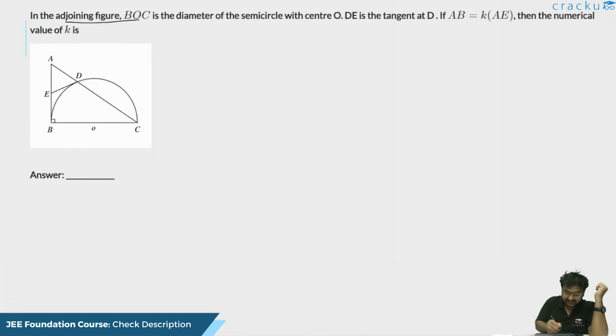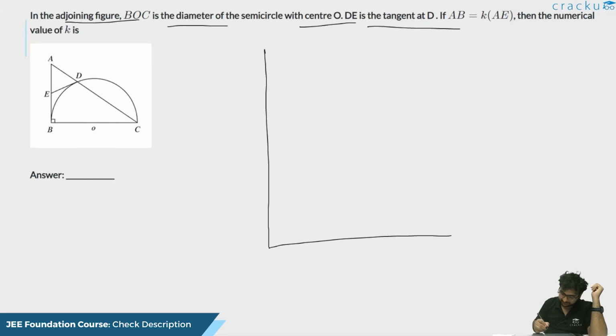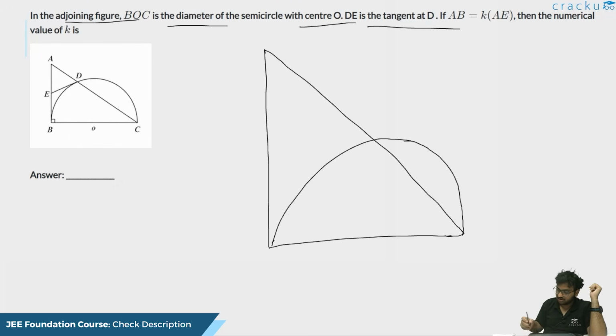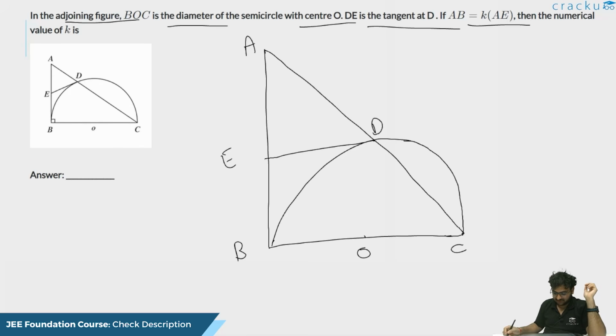So the question says that in the adjoining figure BOC is the diameter of the semicircle with center O. DE is the tangent at D. So let me make the diagram again. If AB is equal to K times AE, so this is A, E, D, B, O, C. What is the value of K? So we need to find the value of K.